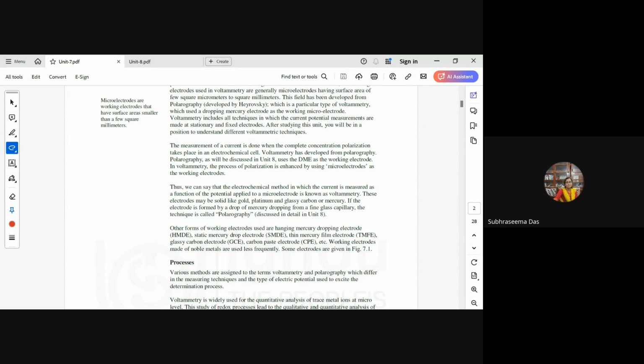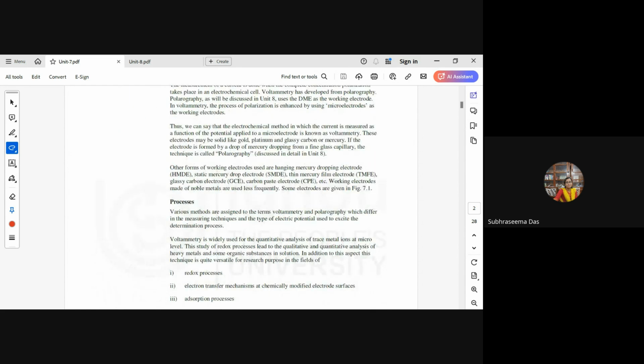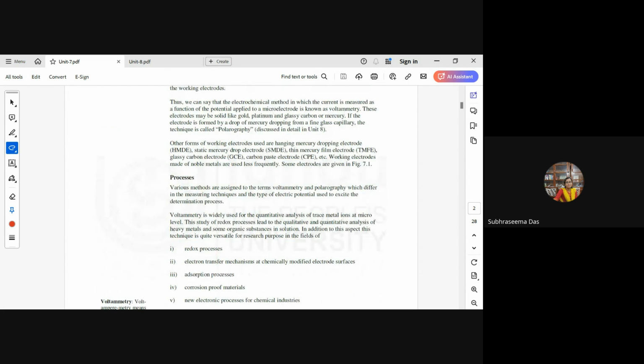So the various working electrodes that are used in voltammetry are also discussed here. So we will gradually go to that. And so the various methods that have been applied to the terms voltammetry and particularly polarography in a broader sense, since both are quite similar to each other.